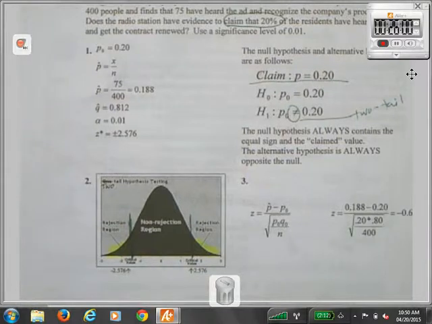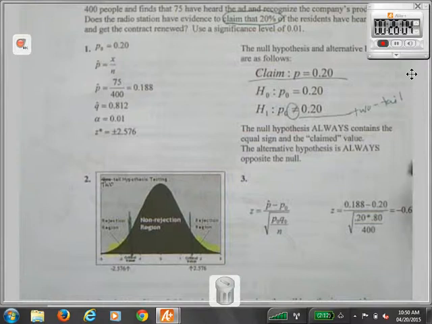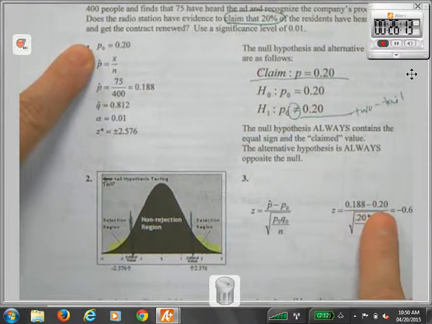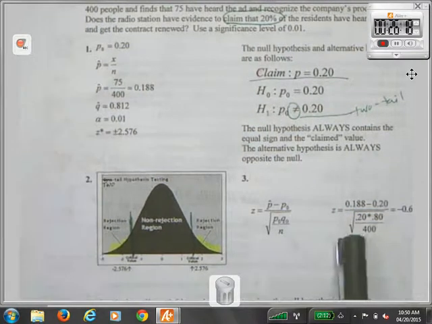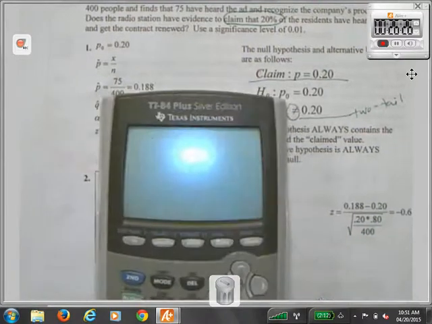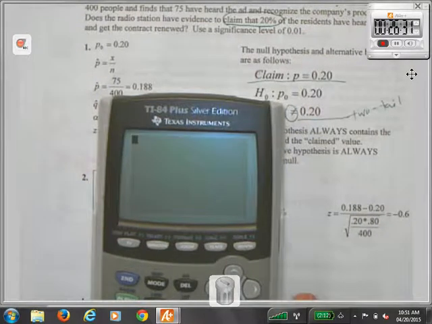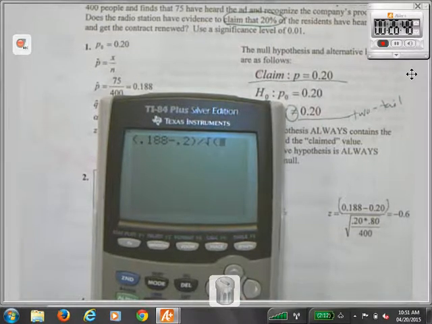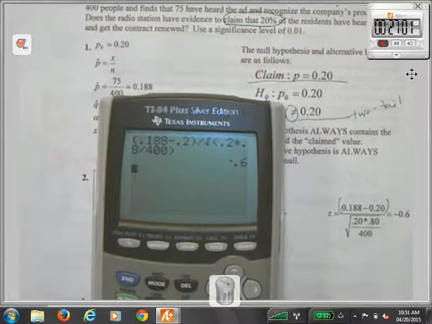Same Z test statistic. Got to get these values in where they need to be. P hat minus P sub 0 from the null. Then also from the null, 0.2 times 0.8, all divided by 400. Okay, again, practice calculating this real quick, guys. You need to make sure that you know how to do it. If you want to do it all in one entry, you need parentheses around the numerator. Can you see it? Yeah. And verifying that that is negative 0.6.